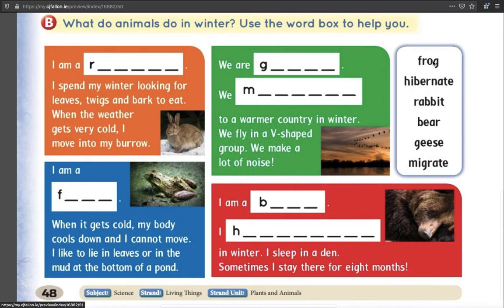So we have frog, hibernate, rabbit, bear, geese, and migrate. I am a blank. I spend my winter looking for leaves, twigs, and bark to eat. When the weather gets very cold, I move into my burrow. We are geese. We migrate to a warmer country in winter. We fly in a V-shaped group. We make a lot of noise.